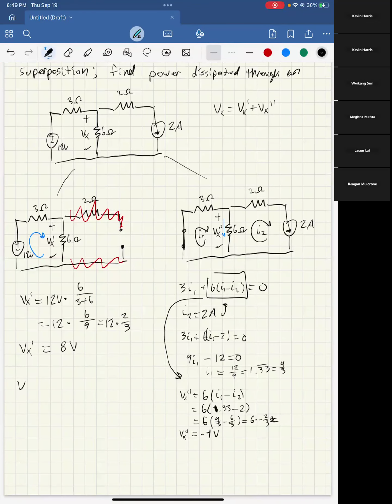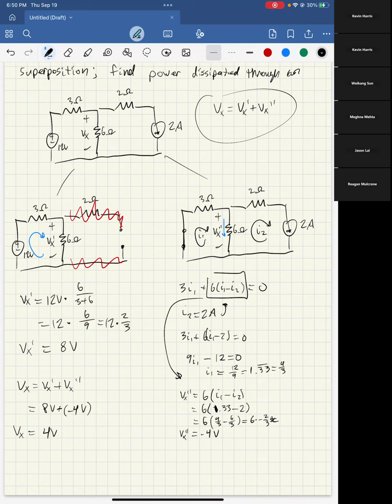So then together we get that Vx in total, remember this equation up in the top right, equals Vx prime plus Vx prime prime. And then that's going to be 8 volts plus minus 4 volts, which is 4 volts as our final answer for Vx.